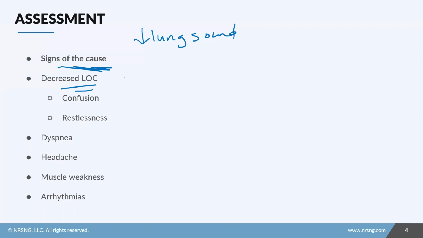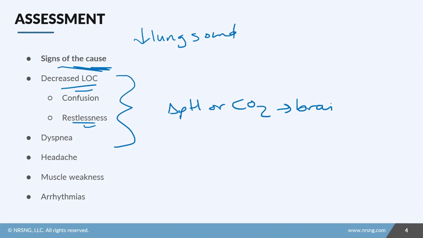Now, that would be things like decreased level of consciousness, confusion, and commonly they get quite restless or anxious. Remember that the brain is very greedy and it's very sensitive to changes in pH or CO2 levels. The brain just cannot handle it. And so those level of consciousness changes are going to be very common. They may also have trouble breathing or a headache. Those are all signs of acidosis.